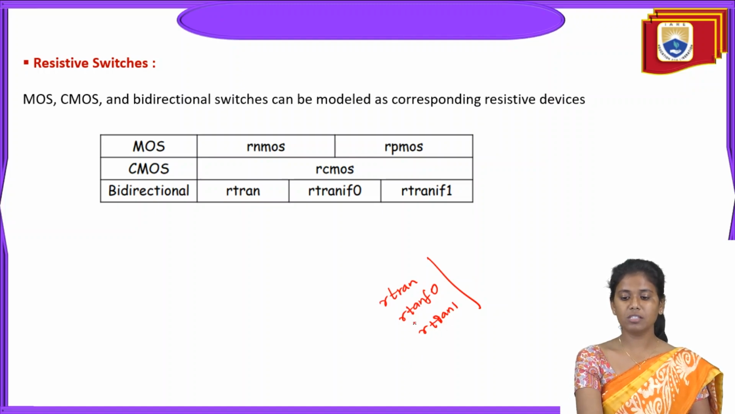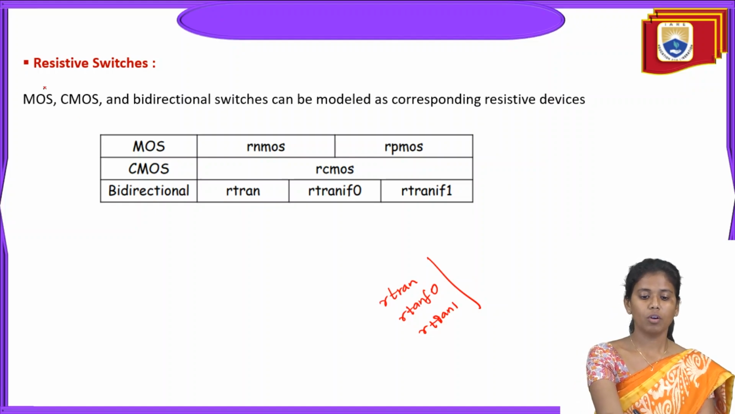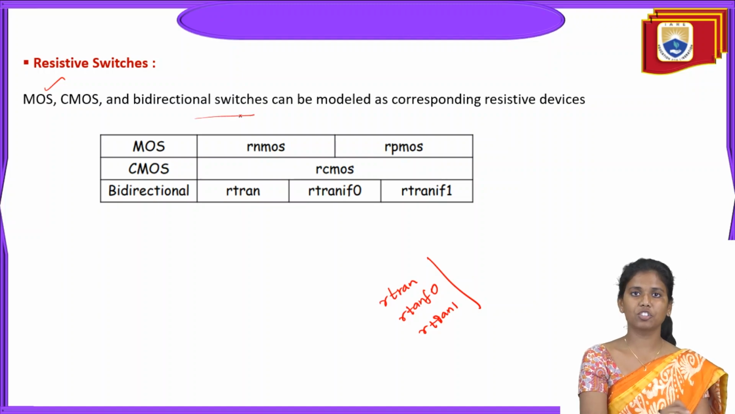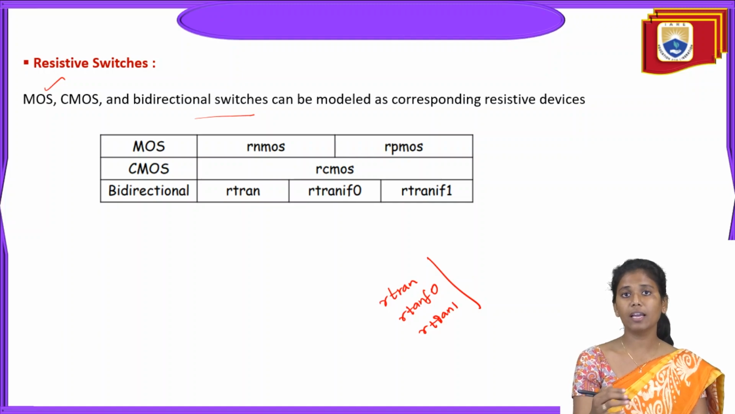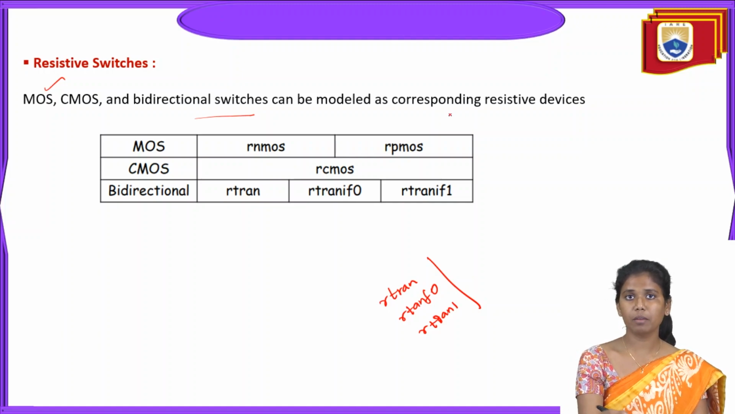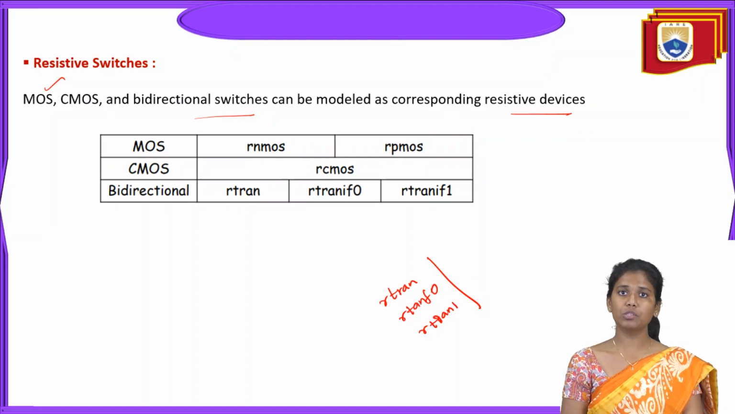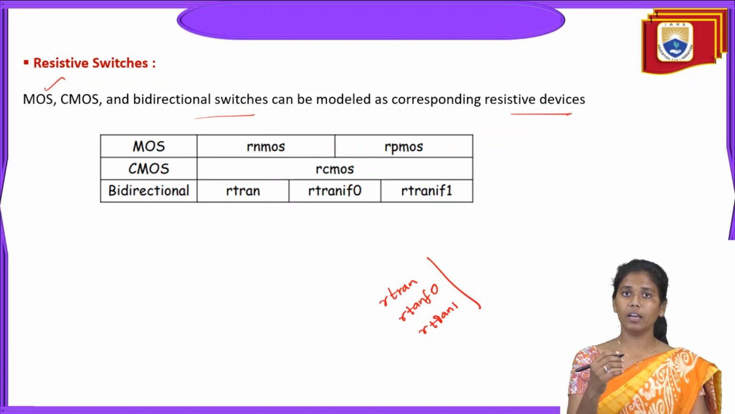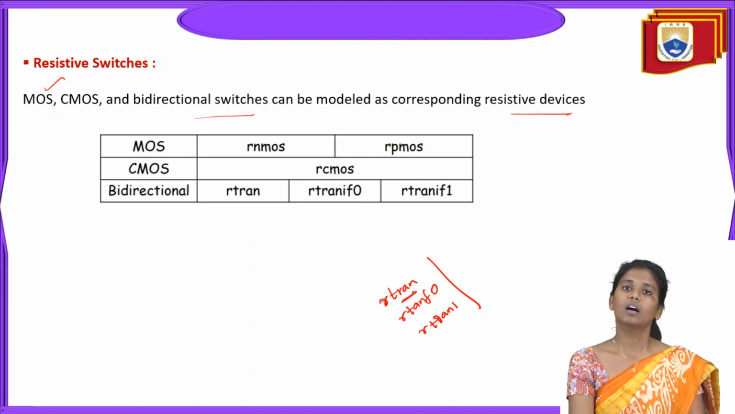Now coming to the resistive switch. Resistive switches are nothing but the MOS and CMOS, metal oxide semiconductors and CMOS semiconductors, which are bidirectional switches, and they can be modeled as corresponding resistive devices. We can model the switches with respect to resistive devices. That's the reason we are representing it with R-tran. So this particular switch is nothing but a resistive switch.